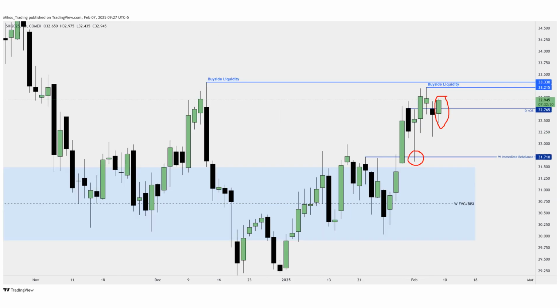This is the daily chart. We can see that we get the immediate rebalance on Monday. We get an amazing response from that level, but for this video we will focus on Friday.